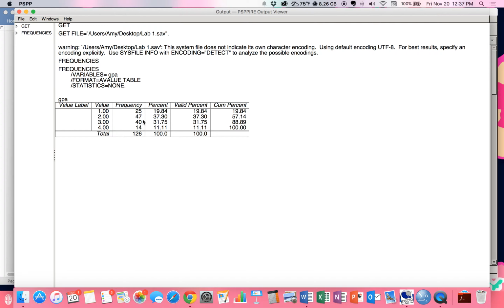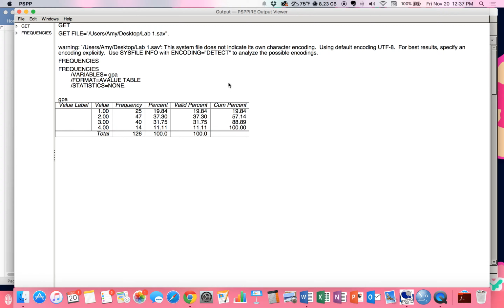Now, we know the count, so the frequency of each of these values, and then we know the percent, the valid percent, and the cumulative percent. The difference between the percent and valid percent is that if we had missing data, which we do not, they would be different, but they're the same, so we're good here. So this is how you get a frequency distribution table.